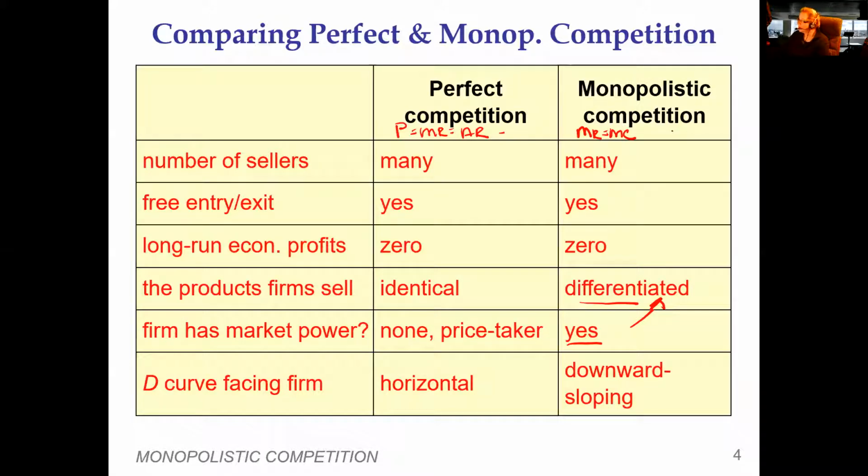So we see some inelastic portion, because if you know somebody who's very brand loyal and they will accept no substitute, then that creates this inelastic portion of the demand curve, therefore it's not perfectly horizontal.